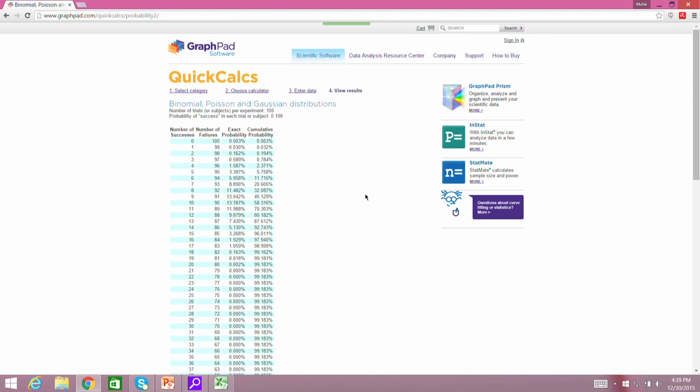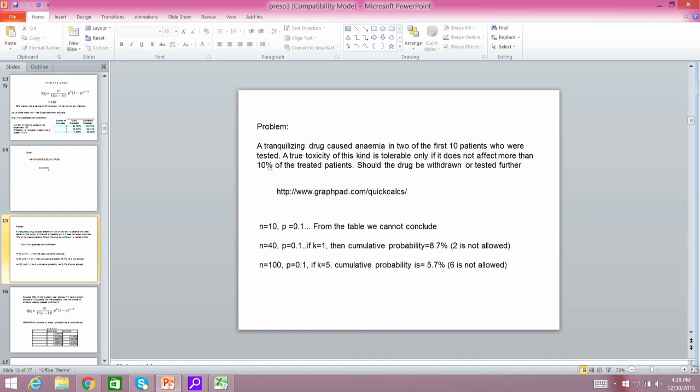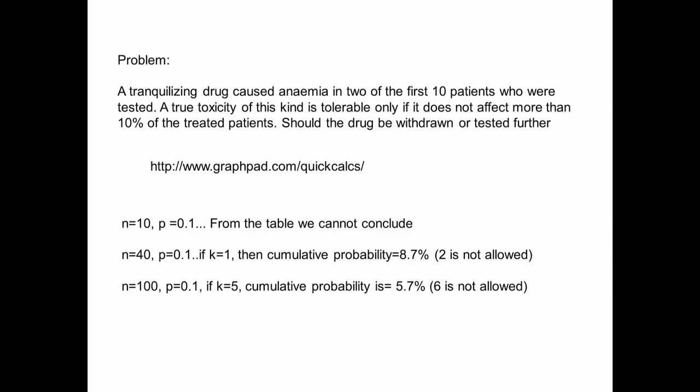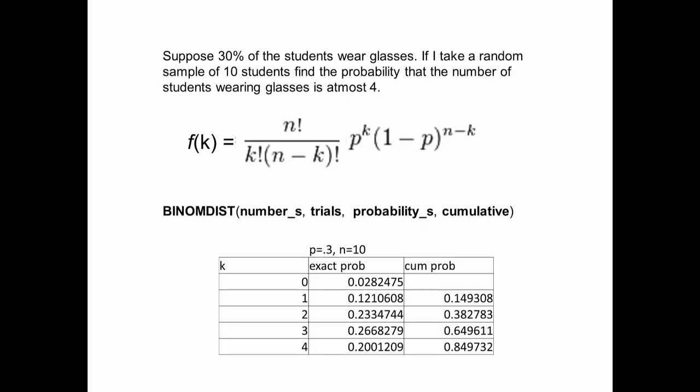So obviously what it means is the number of samples I have taken should be considerably large in order to prove that the toxicity is less than 10%. So obviously in this particular case also you can see the sampling size has to be much larger.